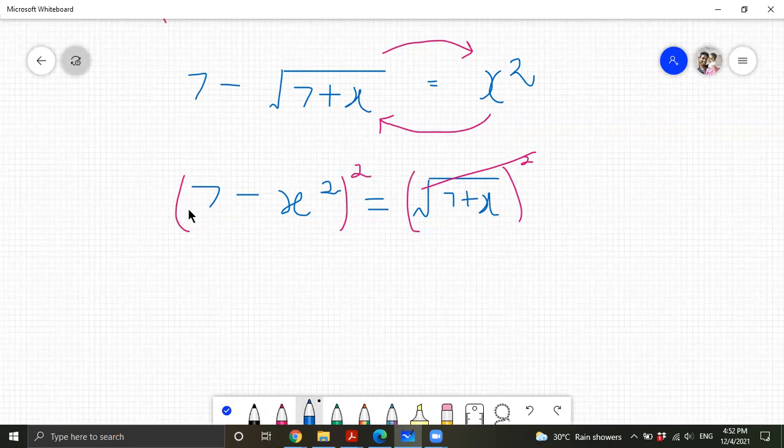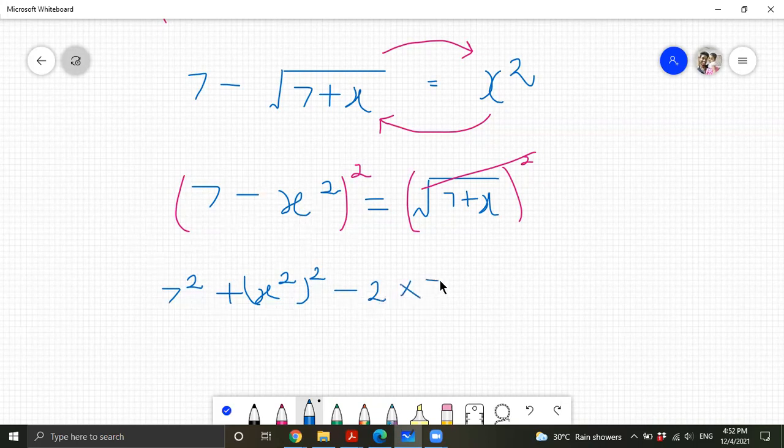We know how to expand (a minus b) squared. Like that, if we take a squared plus b squared, x squared to the power 2 minus 2ab, right?